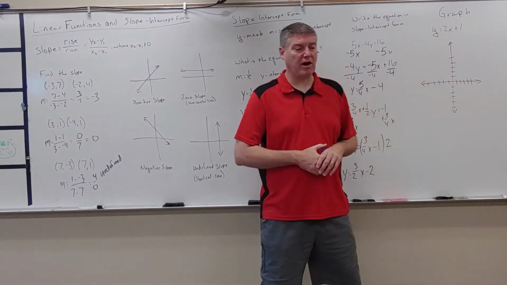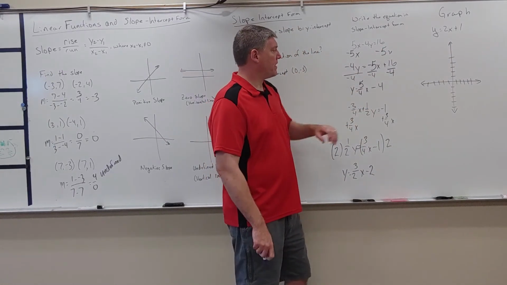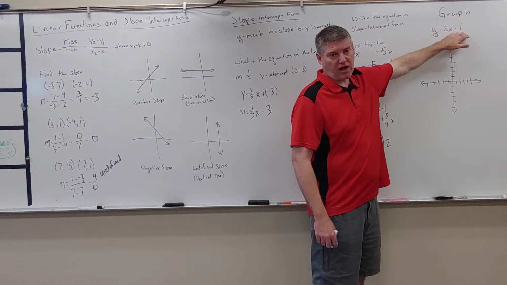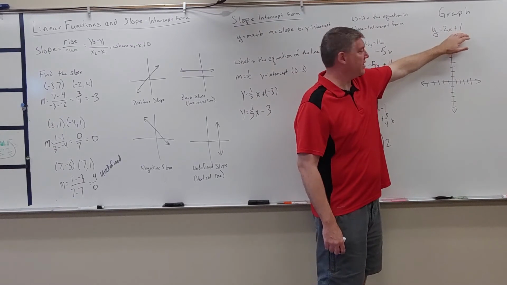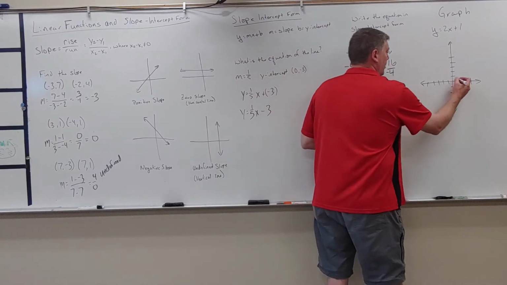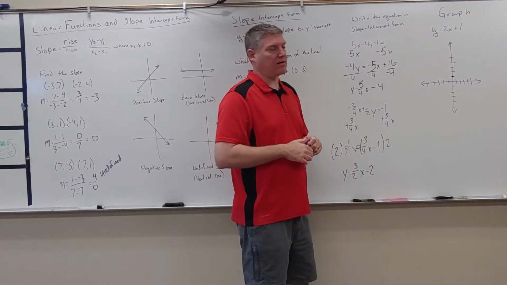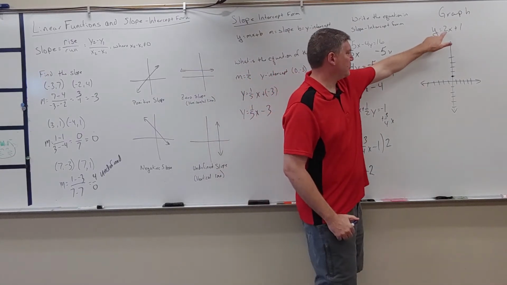The last thing we're going to talk about is graphing in slope-intercept form. The first thing I'm going to do is plot my y-intercept. So this plus 1, I know that's the coordinate (0, 1). So I'm going to go to my y-axis and put a dot right on 1 there. And now I'm going to use my slope.